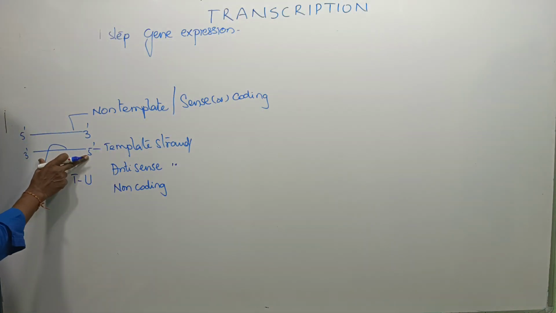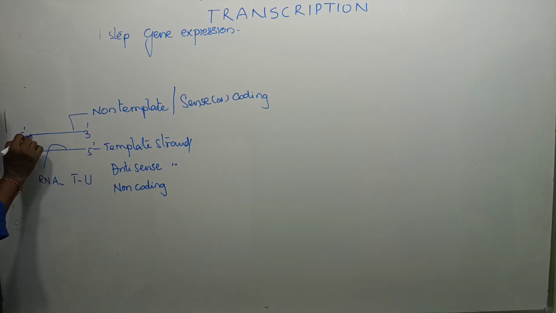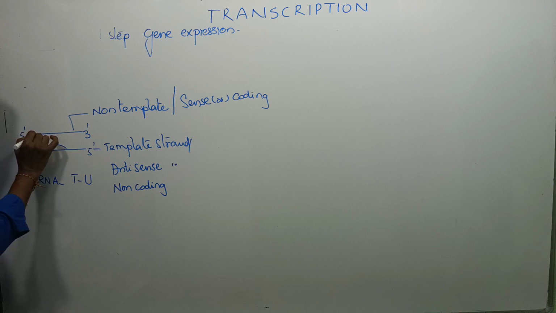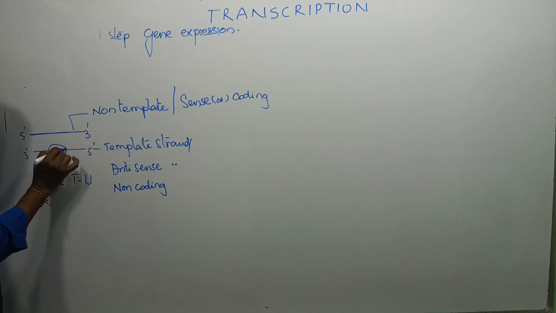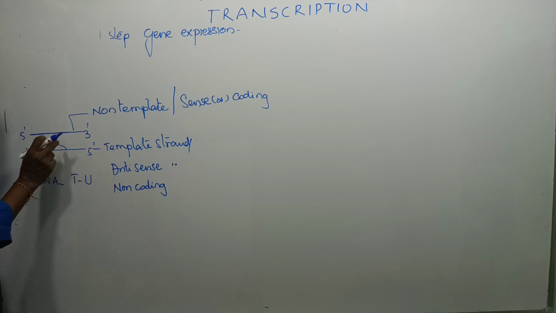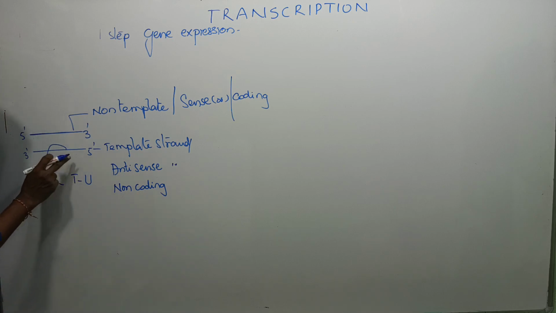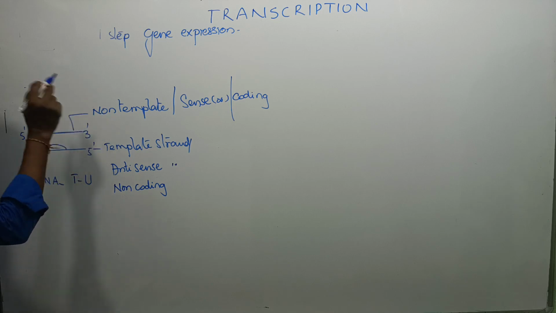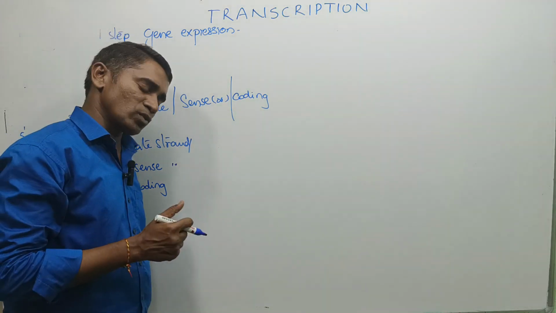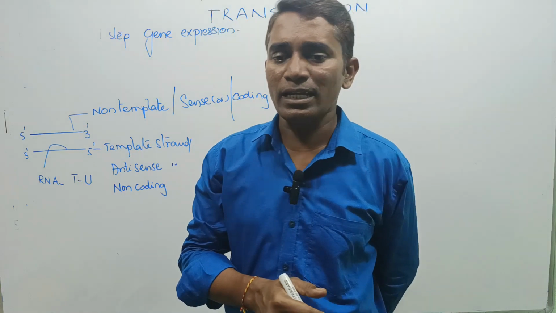So this is the template. To this template, this strand is always complementary. Therefore, this non-template strand and the newly synthesized RNA strand are similar in base sequence, except that in place of thymine, uracil is present in the newly synthesized RNA or primary transcript. Therefore, this is said to be the coding strand. Whatever is coded on this template strand is absolutely similar to this 5' to 3' non-template strand. Therefore, this is called the coding strand.